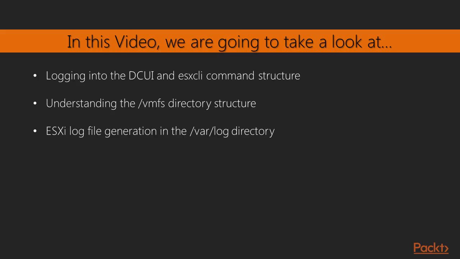So we will log into the ESXi Direct Console user interface. We'll take a look around very briefly there. We will look at the ESX CLI command structure. We will walk through some basic ESX CLI commands like esxcli network, esxcli software, esxcli system, and so on. We will also explore the vmfs directory, /var/log directory and the sbin directory.